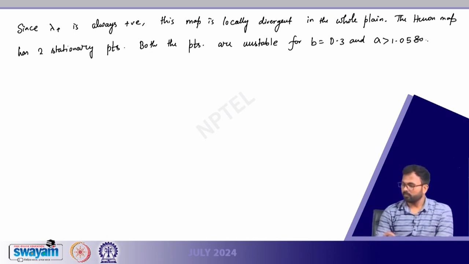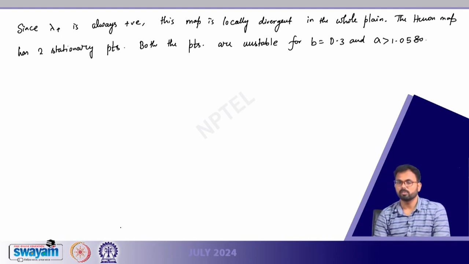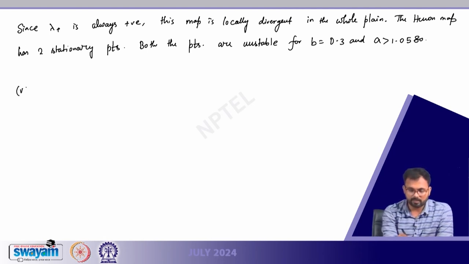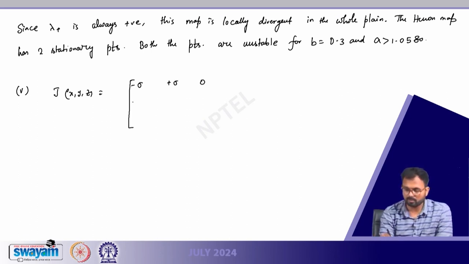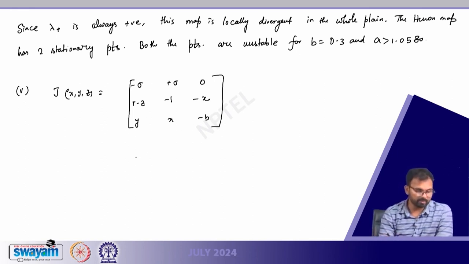Right. Determining the stationary points should not be difficult, and for instability, we can see directly from the solution that for these values of b and a, it will lead to an unstable solution. And finally, for the Lorenz equation, we can find the butterfly effect. We can find the Jacobian J(x,y,z), which is given by minus sigma, sigma, 0, then r minus z, minus 1, minus x, and y, x, minus b, right? If this is the Jacobian, we can find the eigenvalues.